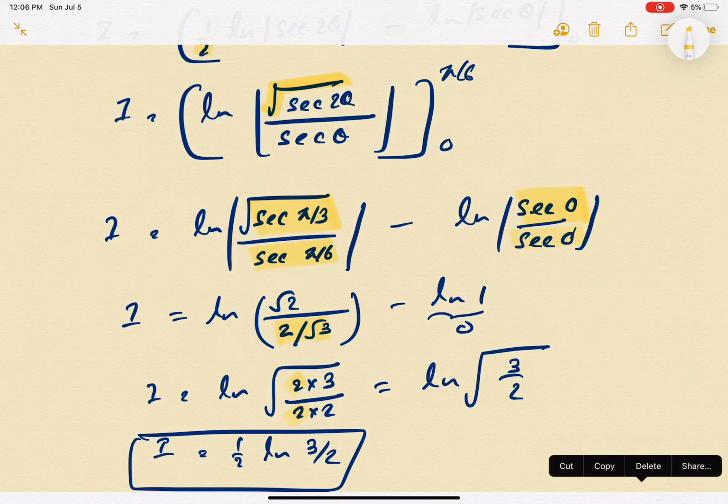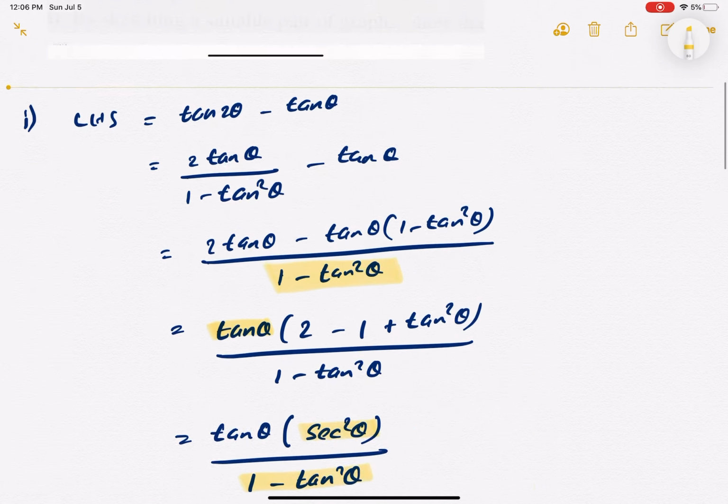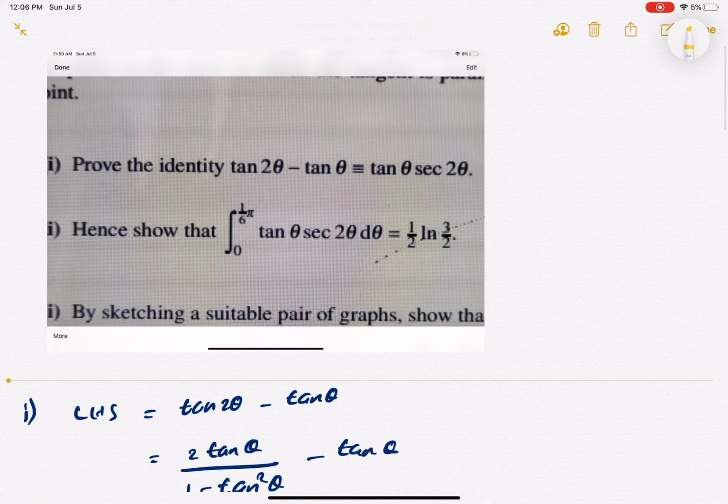So the root can be brought back down as half. So we finally get the answer, which is half ln 3 by 2, which is given here. So hope you understood the question.